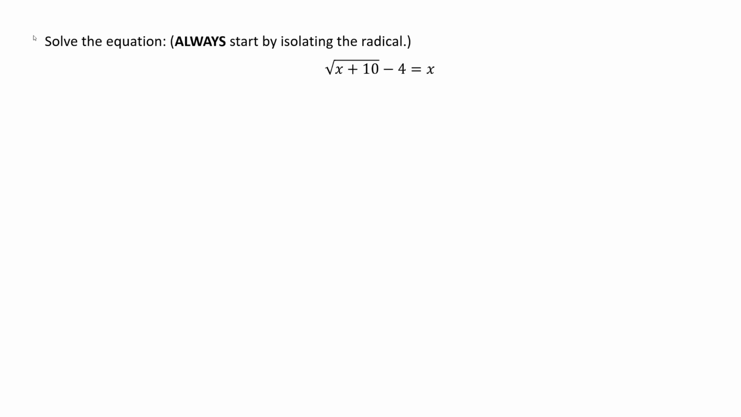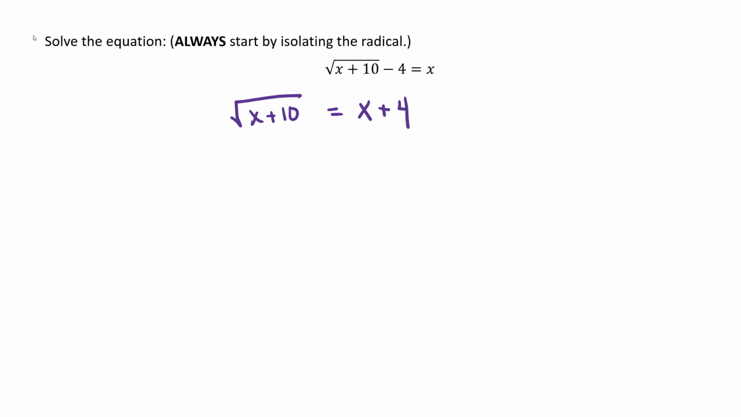Okay, we're going to see if we can finish up section 1.6 very quickly. So always start by isolating the radical whenever you have a radical equation where you want to solve. First thing you do is get the radical by itself. So we're going to add 4 to both sides of this equation. Square root of x plus 10 equals x plus 4.